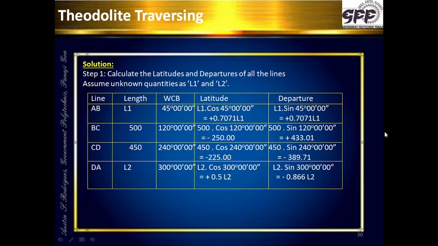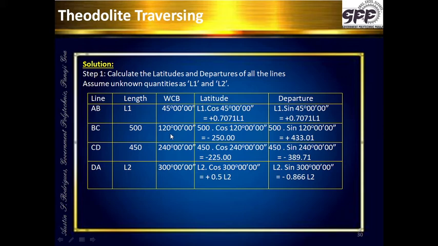Let us look at the departure. The departure is given by the formula L sine theta. Departure is equal to length of that line into sine of that angle. So length of the line is L1 and sine 45 degrees. So over here I get the answer of the departure as plus 0.7071 L1. Coming to the line BC, length is given as 500 meters.